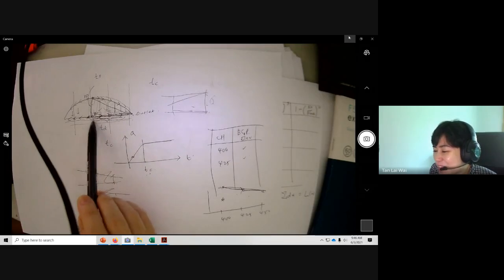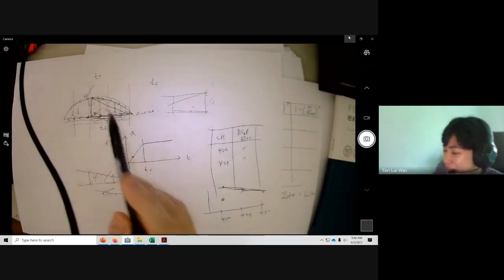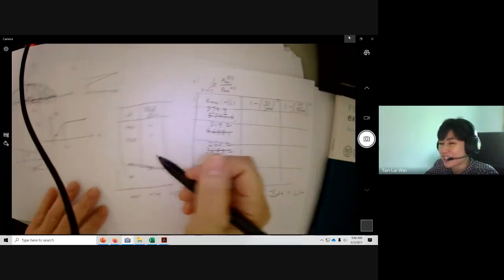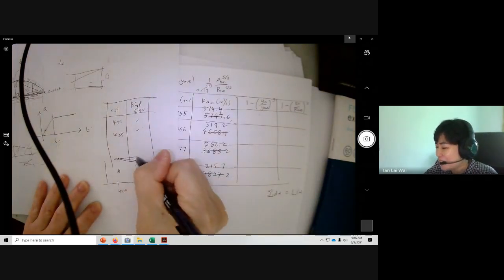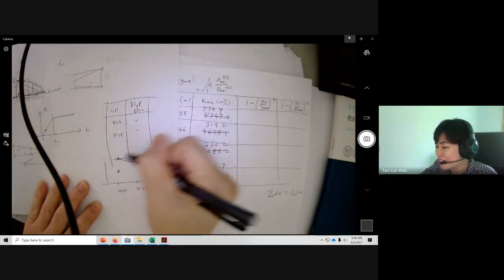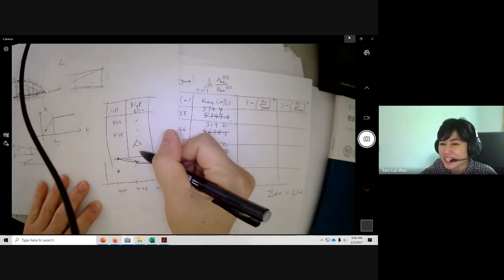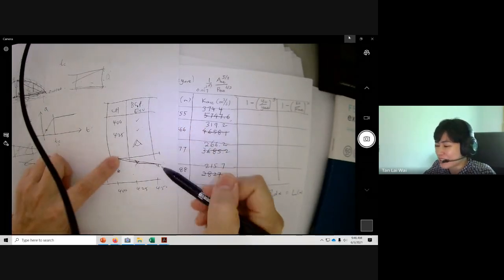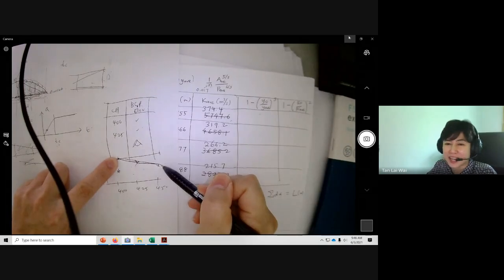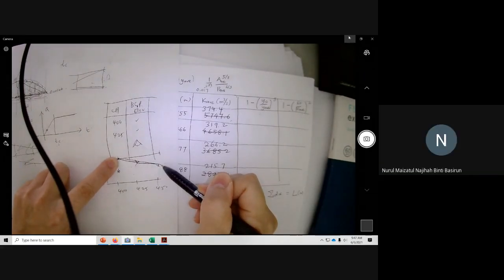Sebenarnya bila kita tengok pandangan atas, dia berbeza tau dengan yang sebenar. Contohnya kat sini, you tengok pandangan atas jarak ni je. Kalau you tengok dari atas, yang sebenar dia mungkin lebih panjang. Betul kan? Betul. Jadinya kita kena tambah sikit.